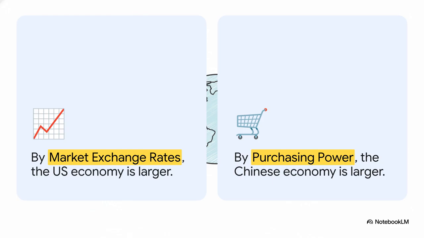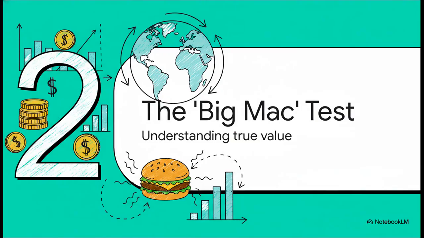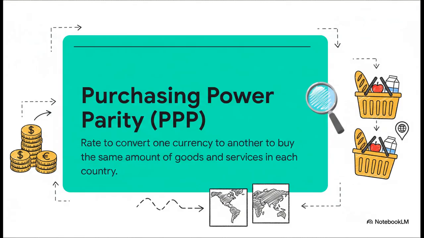Well, to get our heads around this, we've got to zoom in a bit. Let's talk about the famous Big Mac test. And believe it or not, it's a fantastic way to understand what money is really worth. Not just on some financial market, but in your pocket, in your everyday life. What we're really talking about here is purchasing power parity, or PPP for short. Now, the official definition is the exchange rate you'd need to buy the exact same basket of goods and services in two different countries. Okay, that's a mouthful. So what does it really mean? It's all about what your money can actually buy.